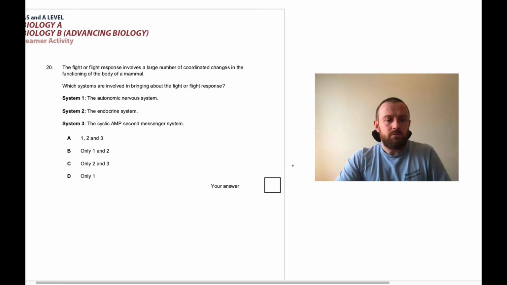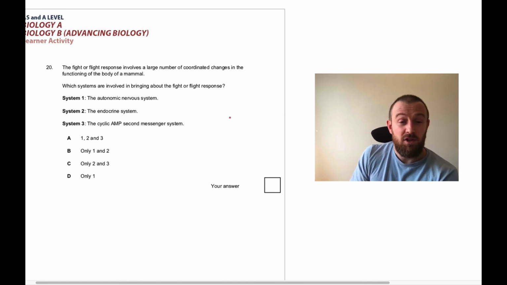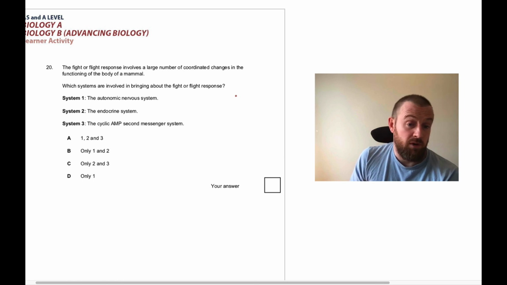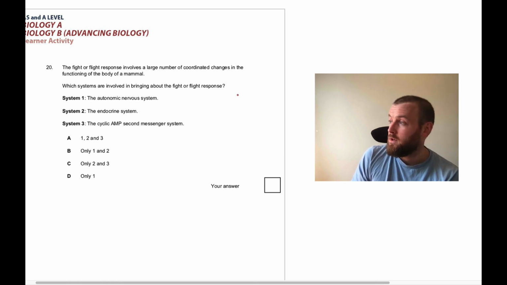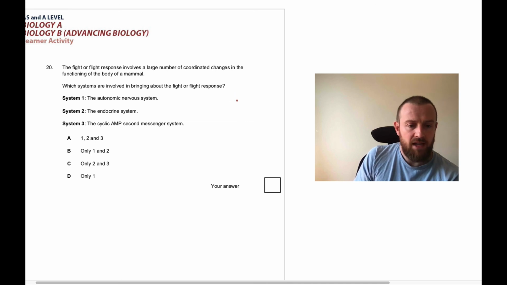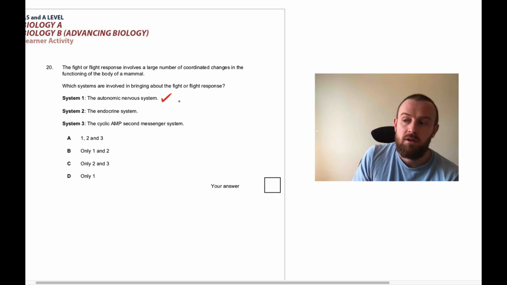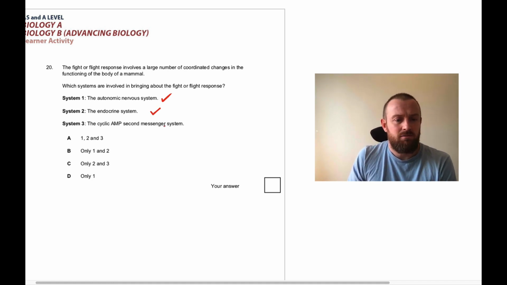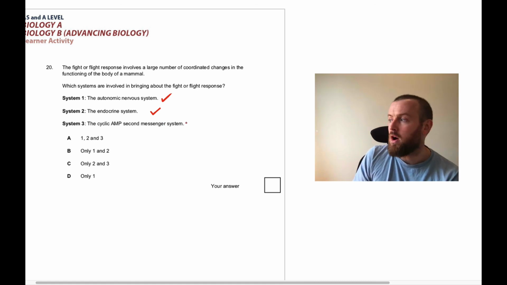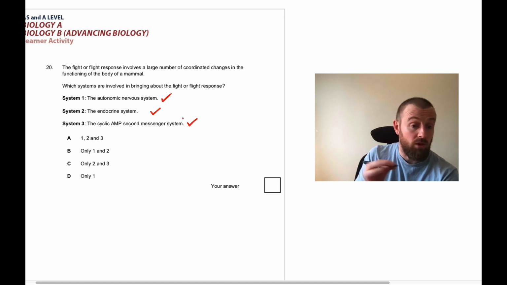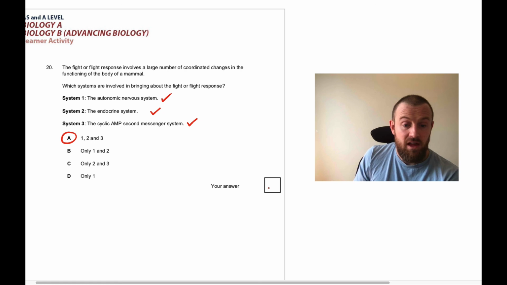Finally, 20. The fight or flight response involves a large number of coordinated changes in the functioning of the body of a mammal. Which systems are involved in bringing about the fight or flight response? Is the autonomic nervous system? Yes, it's specifically the sympathetic part of it, which connects to the adrenal glands, for example. The endocrine system, yes. And the cyclic AMP second messenger system. Yes, adrenaline works by that system when it activates the responses inside the cell. So all of those things are involved, so therefore it's 20A.